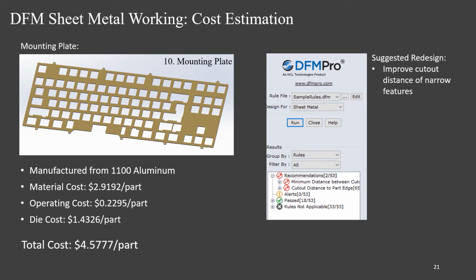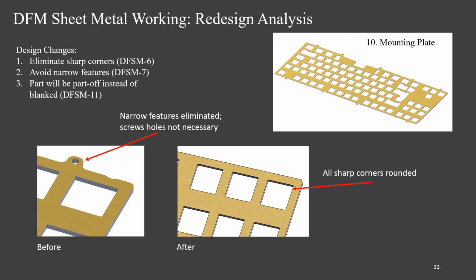Here we decided to apply the principles of DfM to a part manufactured using sheet metal, the mounting plate for our keys. It's made of 1100 aluminum alloy and had a cost of about $4.57 per part before DfM was carried out. We used DfM Pro as a starting point for how we would redesign the part. We redesigned 3 aspects of the part through our application of DfM. We smoothed out all of the sharp corners. We also eliminated narrow features such as the screw holes along the outside of the plate, as they were unnecessary to actually mount the plate to the overall assembly. Lastly, the part will be part off rather than blanked for more efficient shearing.